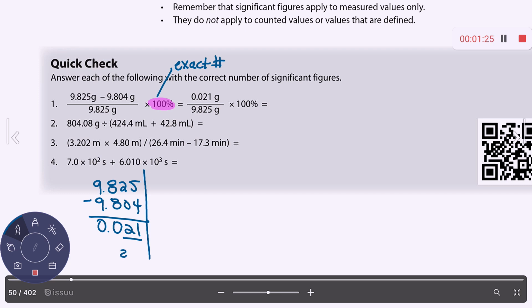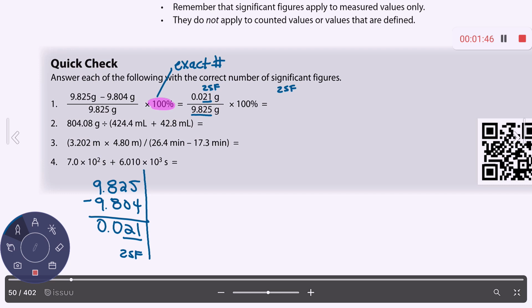So here I had 2 sig figs. I'm using that here, right? So I have 2 sig figs here. Technically you have 4 here. So that means after we divide and multiply by 100, we will use the term with the fewest sig figs, which is 2, to round off our final answer.